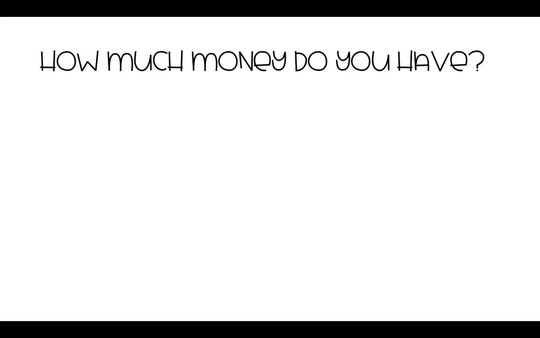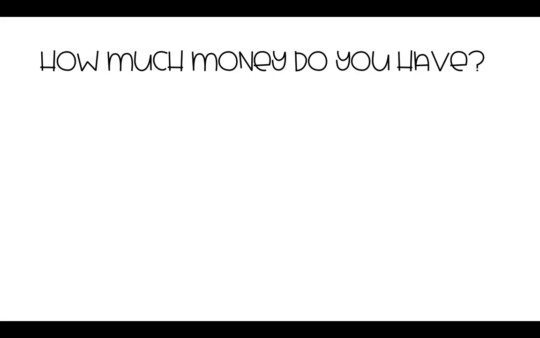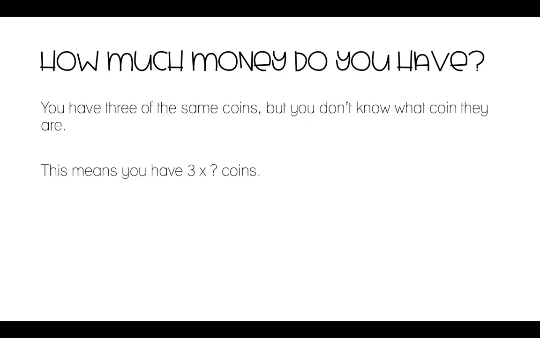If we look at this question that we did the other day of how much money do you have? You have 3 of the same coins, but you don't know what they are. So the amount that we have at the end is dependent on what each coin is worth. This means that you have 3 times an unknown number of coins, which we've put a question mark here for. And that's going to give us how much money we have in total.